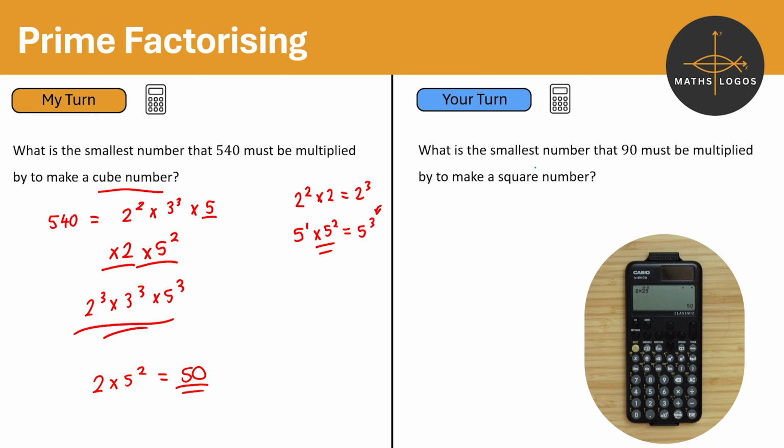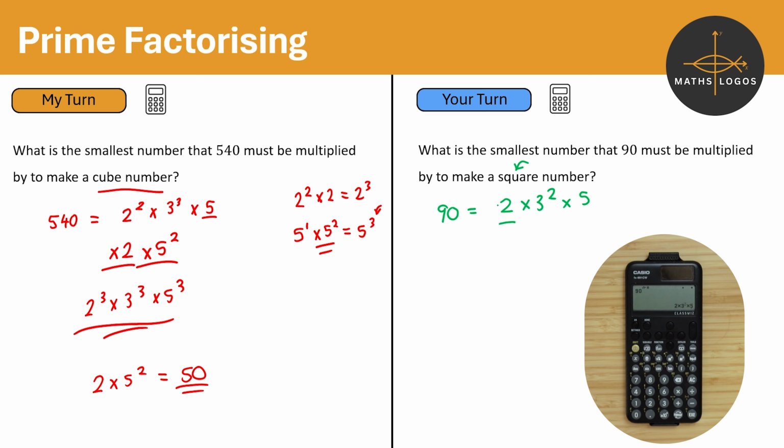Let's run through it. What is the smallest number that 90 must be multiplied by to make a square number? Let's take 90. And what we'll do is we'll find the prime factorized version of that. We'll see that that gives us 2 multiplied by 3 squared multiplied by 5. Now this time I want my end result to be a square number, and for that we're looking at our indices to be multiples of 2.